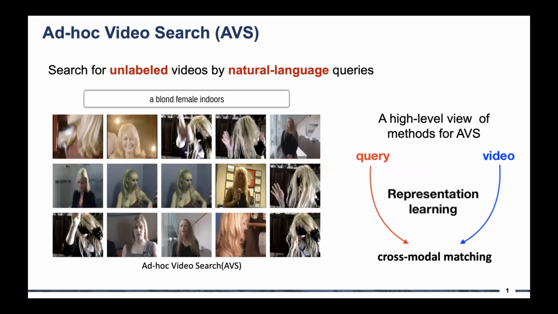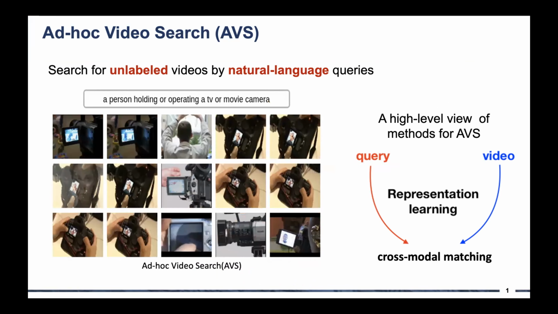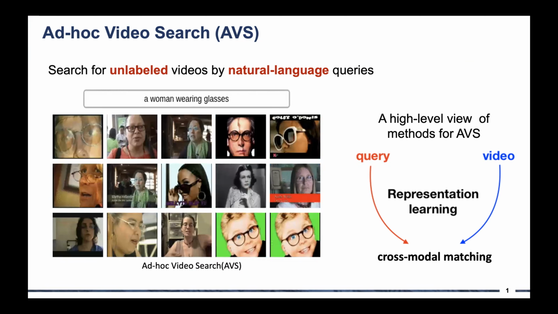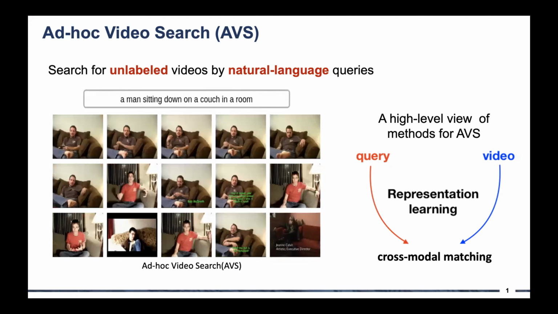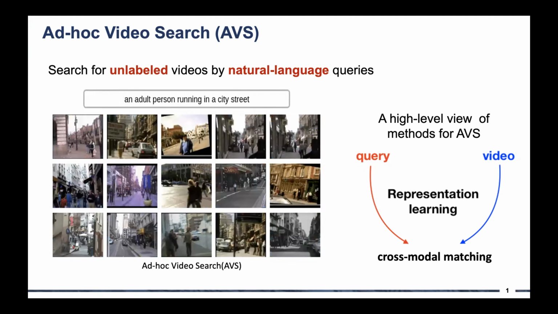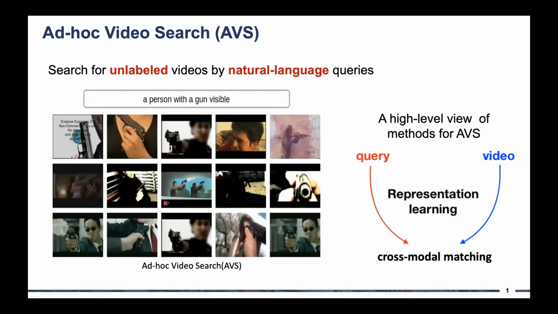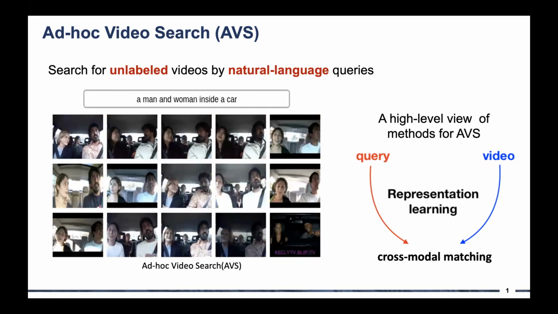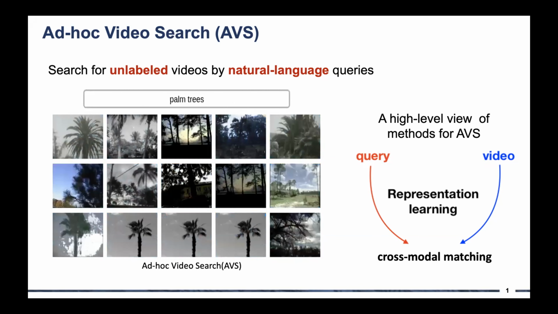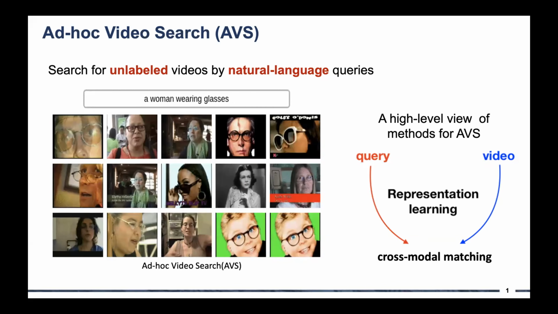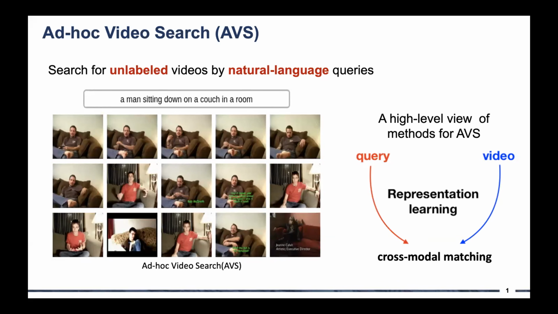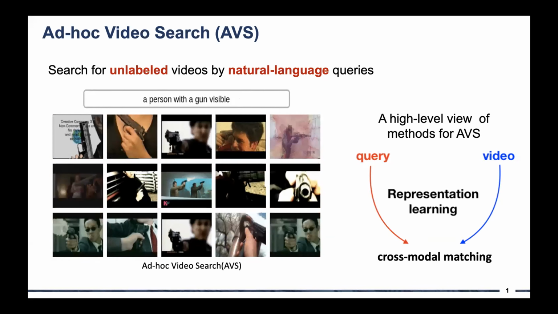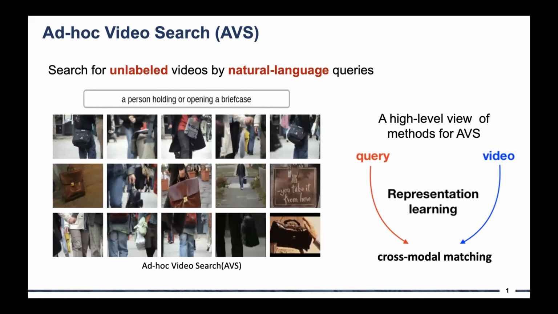As shown on the left on this page, given a text query, the system returns several videos that best match the text query from an unlabeled video dataset. And there has been a lot of work on how to build such a system. A high-level view of those methods for AVS can be concluded in three dimensions: how a text query is represented, how an unlabeled video is represented, and lastly, in what feature space cross-modal matching is performed. Well then, how to measure the performance of those methods in real-world situations? I think it's a difficult problem.